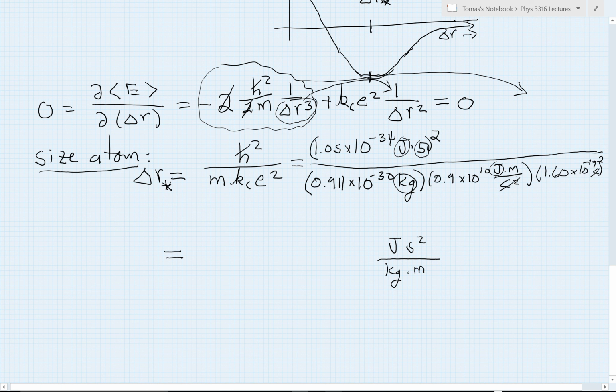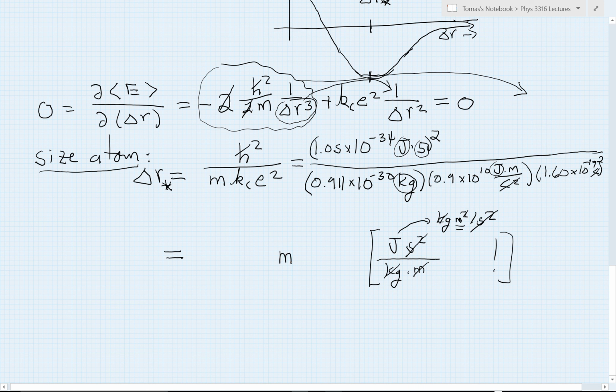Now look carefully at this. Remember that the joule itself is a kilogram meters squared per second squared. So then my kilograms cancel, one of my meters cancels, my seconds squared cancel, and all I'm left with is meters. So we got the units right. It's going to come out in meters. So let me just put m here for meters for my answer.